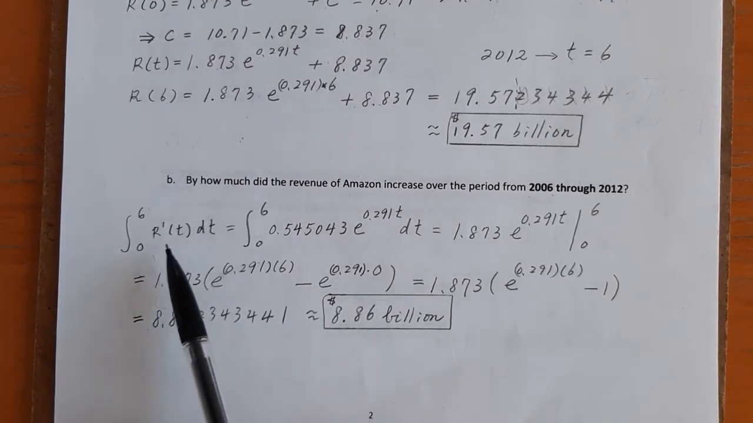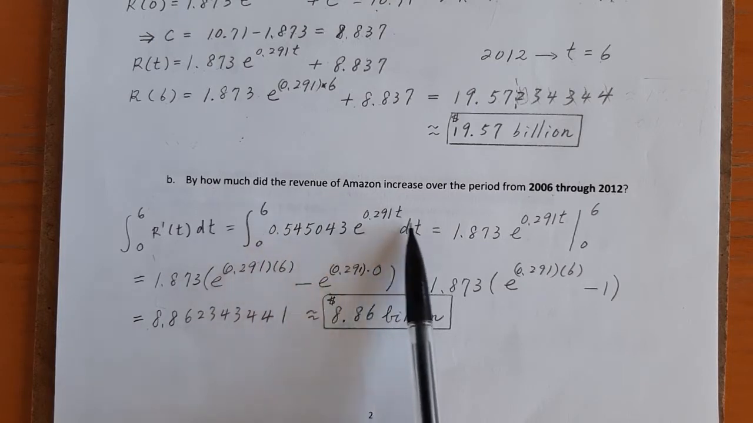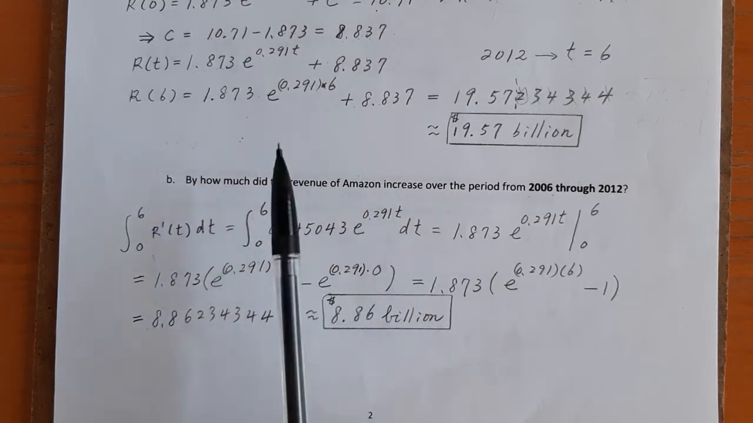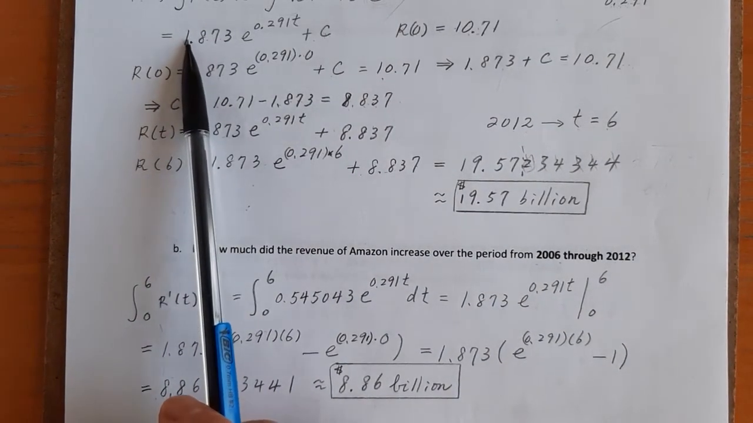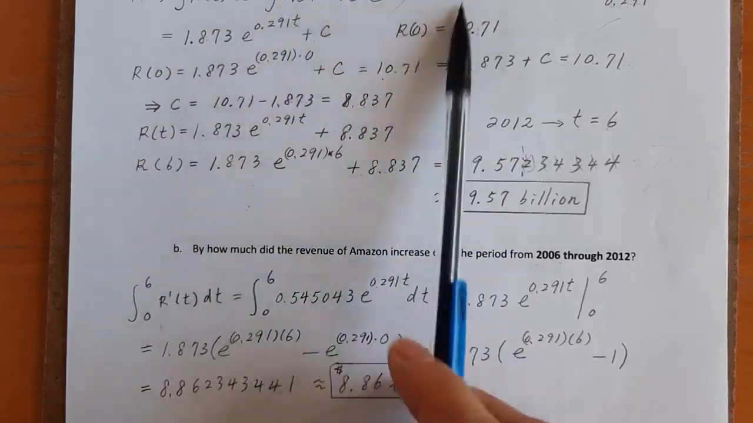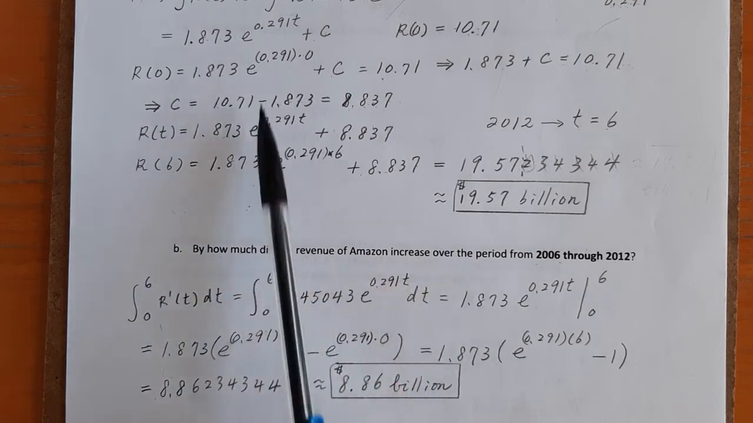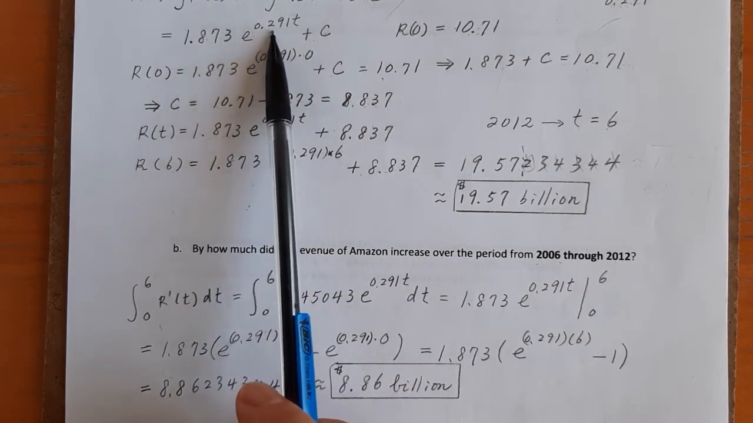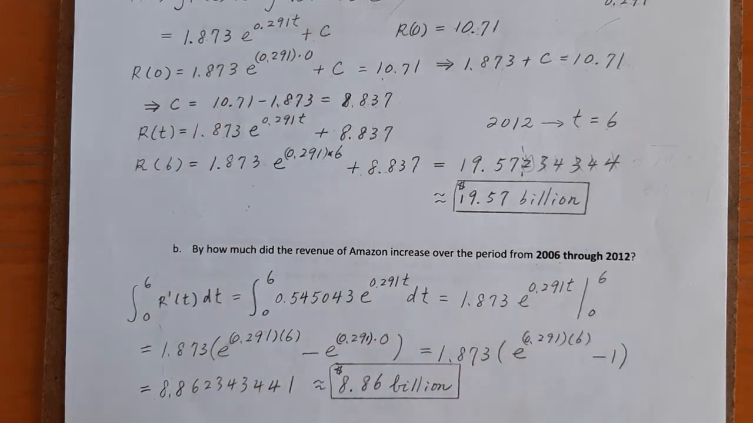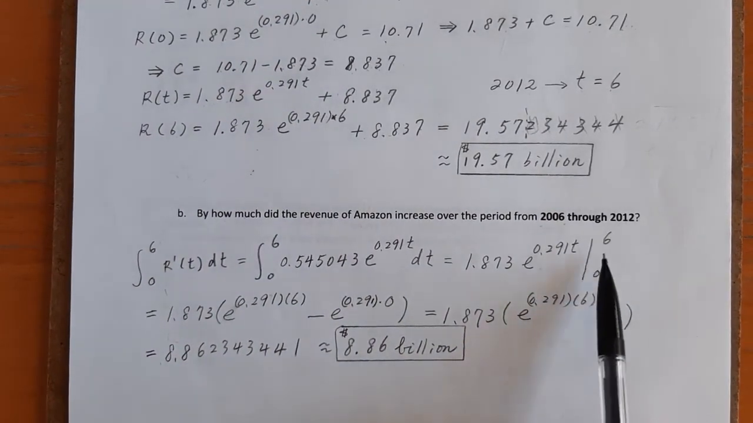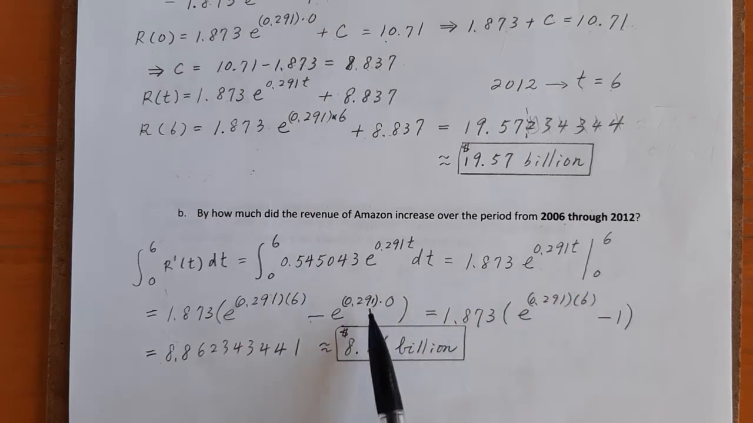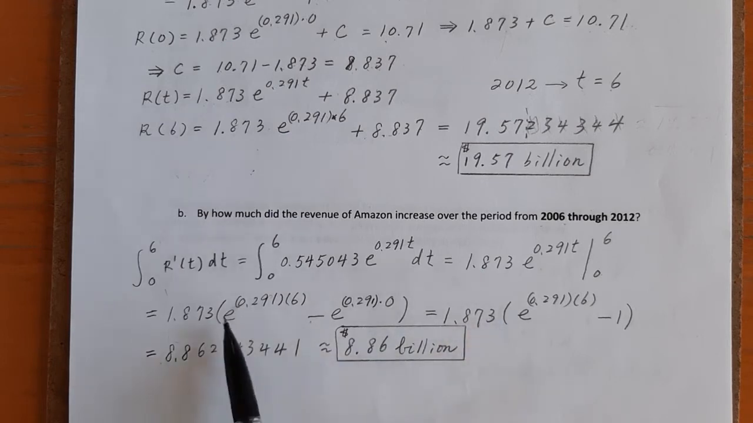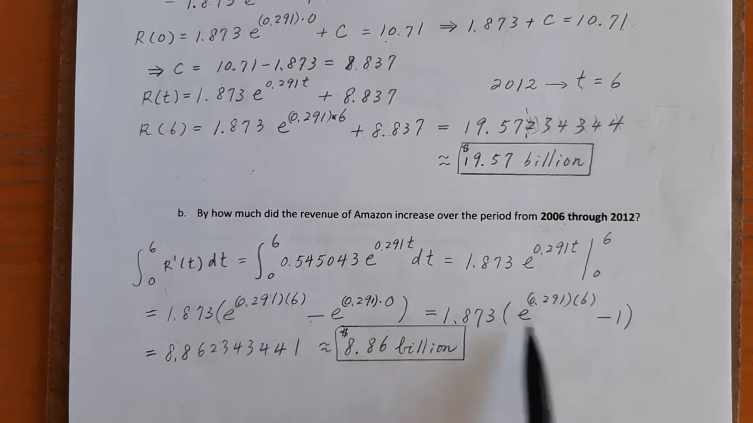And for the R prime of t part, take the integral. We already figured out the integral: it is here, R of t. Take the integral of this part, and it is 1.873 e to the power 0.291t. And this is a definite integral, so t goes from 0 to 6. So t use 6 plug in minus t use 0 plug in. So it's going to be 1.873 e to the power, with t use 6 plug in minus 0 plug in.